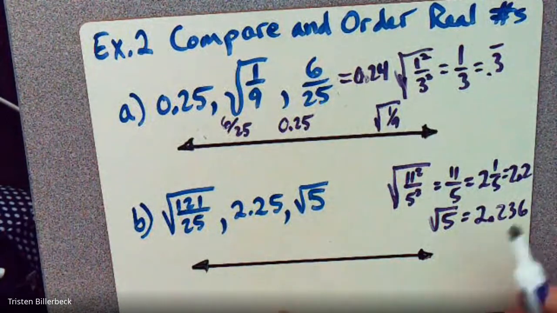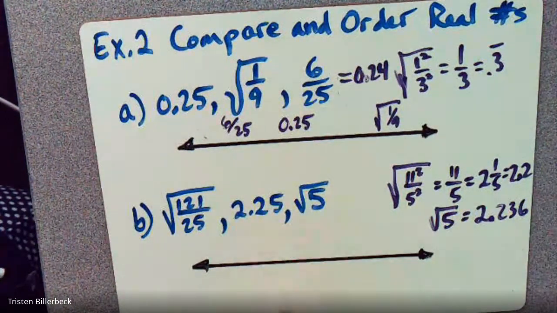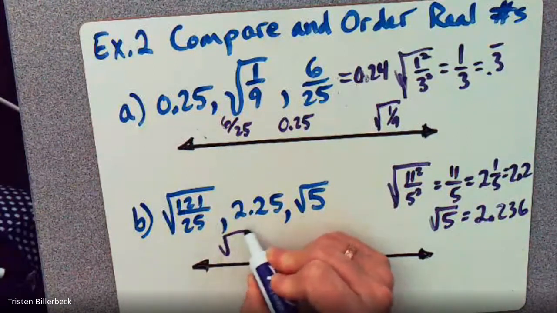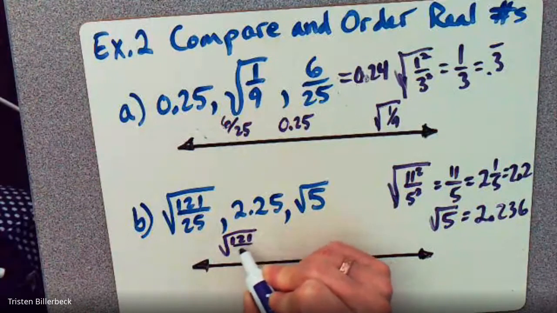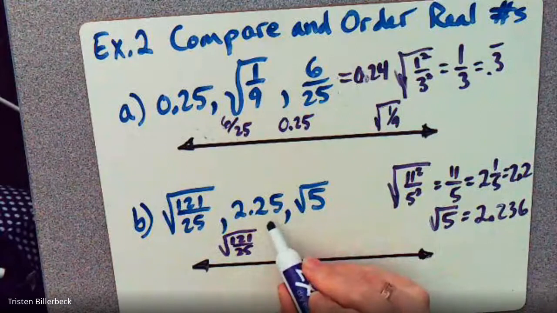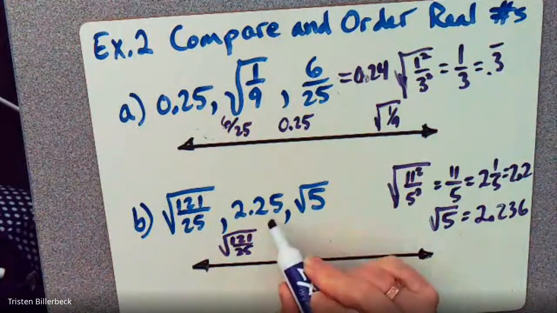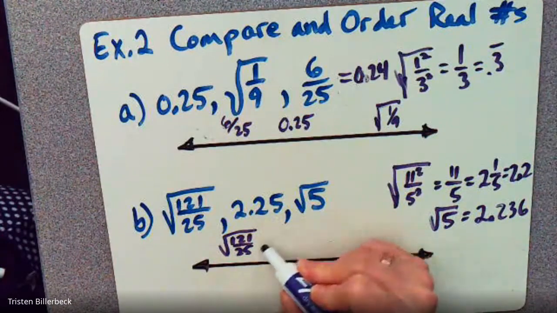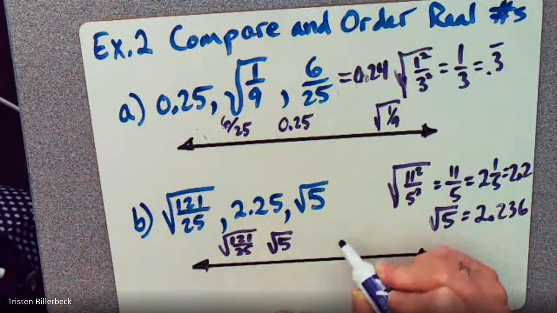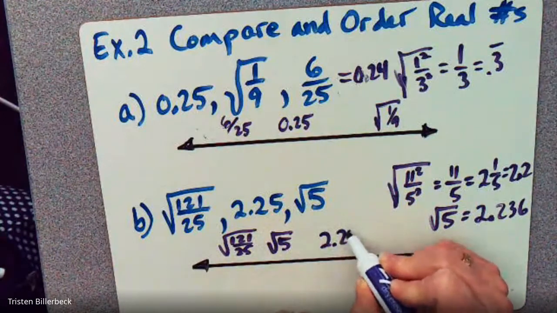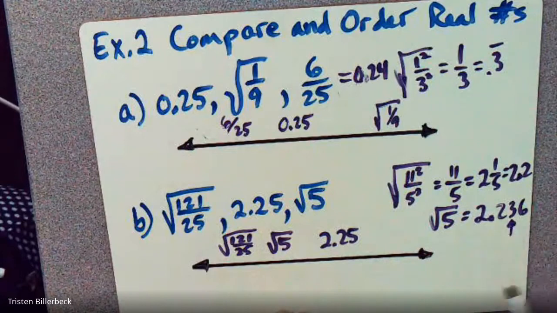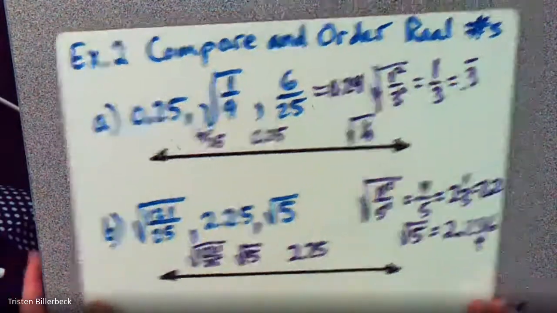So now we can order these. We have the square root of 121 over 25 is the smallest. And then this one is smaller than that one, so we're going to put the square root of 5 here. And then we have 2.25. Okay, so that was a little bigger than the square root of 5.